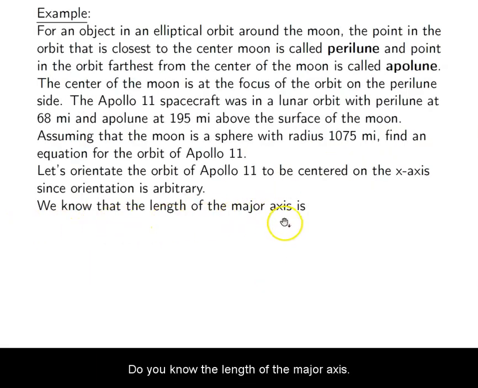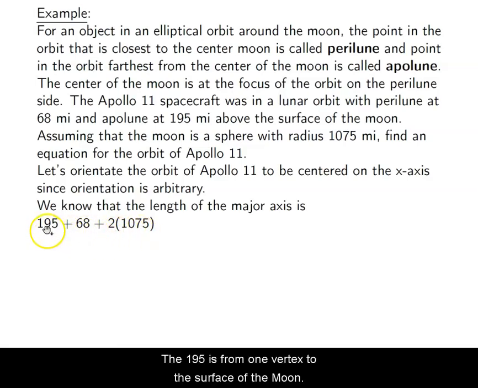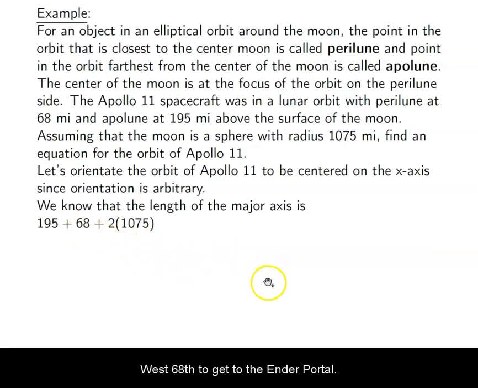So we know the length of the major axis is going to be 195. I said 198, but it's 195, plus 68, plus 2 times 1075. So how do we know this? 195 is from one vertex to the surface of the moon, plus 1075 to get to the center of the moon, plus another 1075 to get to the other end of the moon, plus 68 to get to the other vertex. That's a total of 2,413 miles.